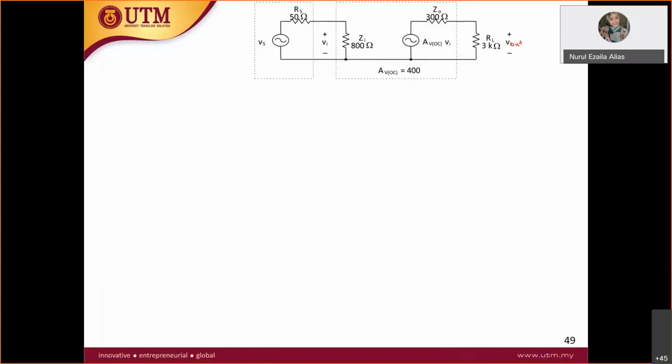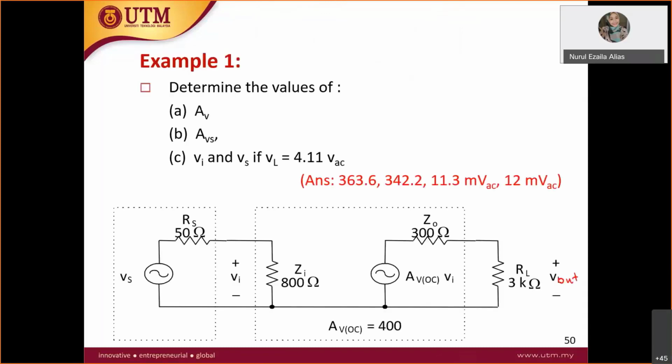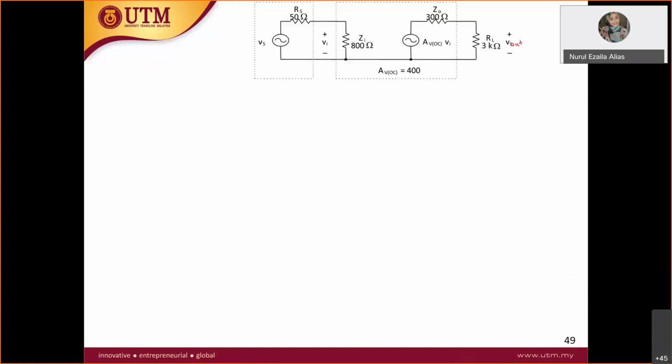So you want AV. This is the solution. AV is V out over V in. In this question they wrote VL, but it is actually V out. V out is the voltage at the load resistor. The voltage at the load resistor is equal to V out, you all know.